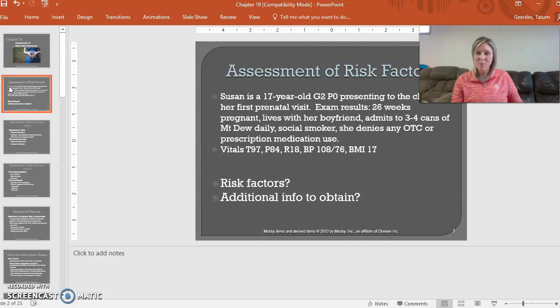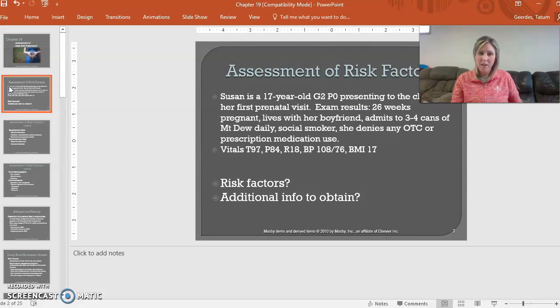She is a social smoker, and we know that smoking can contribute to low birth weight babies or intrauterine growth restriction. And also she has a BMI value of 17, which is on the lower end. And so I'd be more concerned about her general dietary practices. She's underweight. Will she have any nutritional deficiencies related to this pregnancy? What other additional information do we need to obtain from Susan?